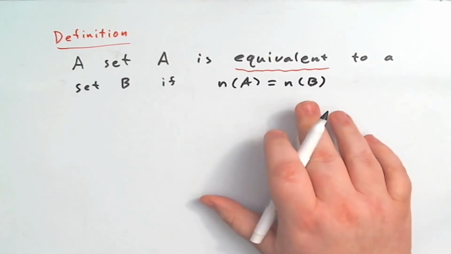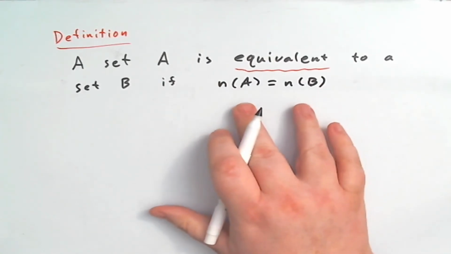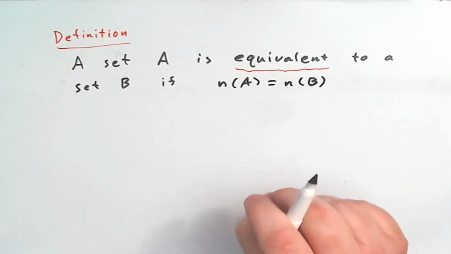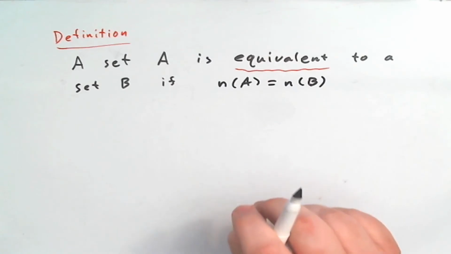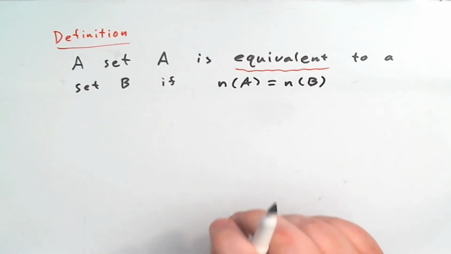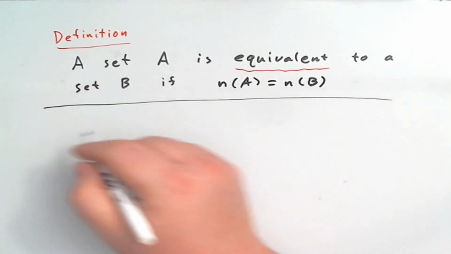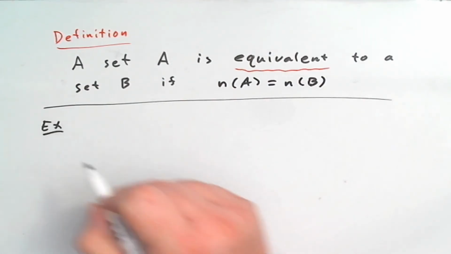Okay, so we want to be careful here. Notice equivalence talks about the cardinality of the sets, not specifically the elements of the sets, but rather the number of elements within the sets. Okay, and we'll see this. Let's take a look at some examples.